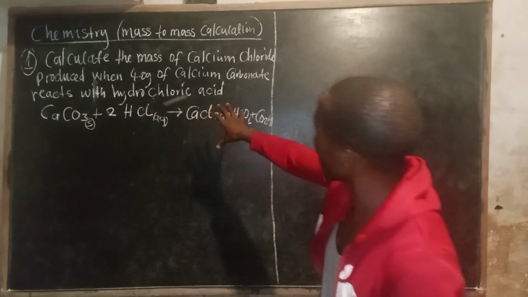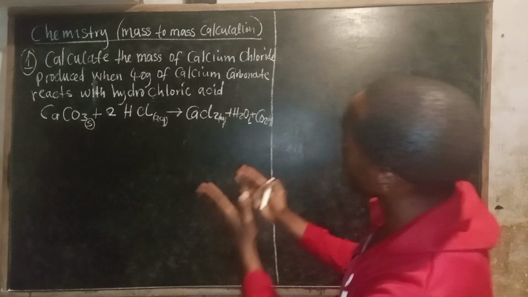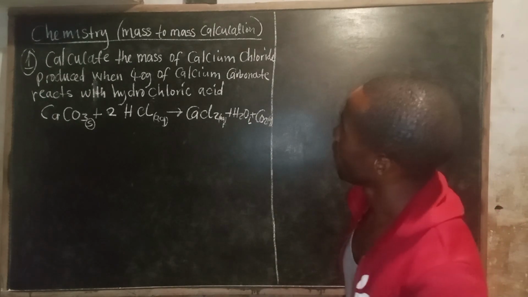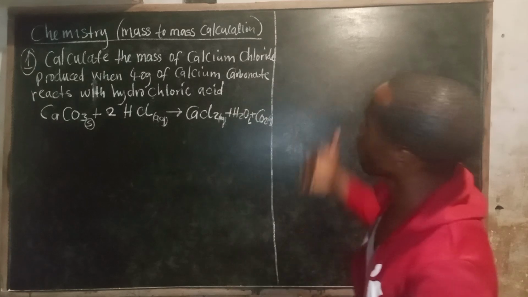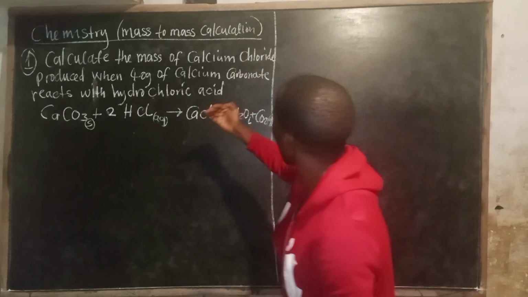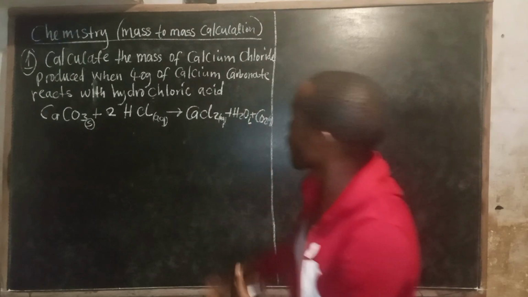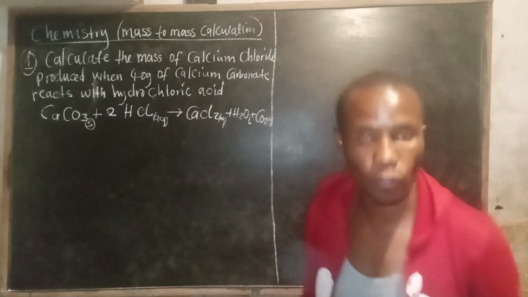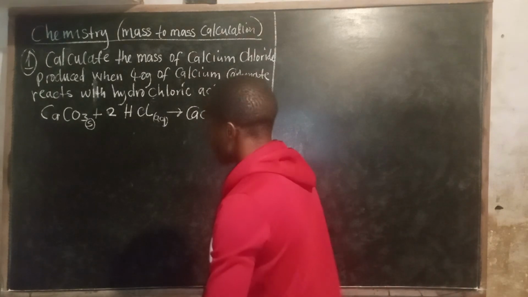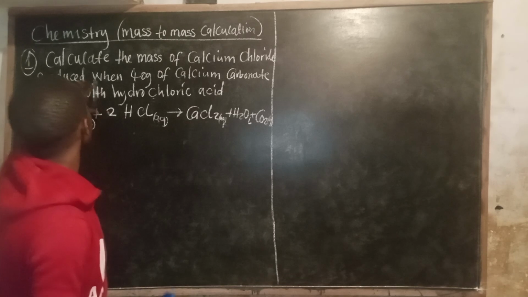Okay, today's lesson we are looking at the question that we have on the chalkboard. This is now mass to mass calculation. Remember the way we are moving? So calculate the mass of calcium chloride produced when 40 grams of calcium carbonate reacts with hydrochloric acid. So we have the chemical equation there that we are interpreting.